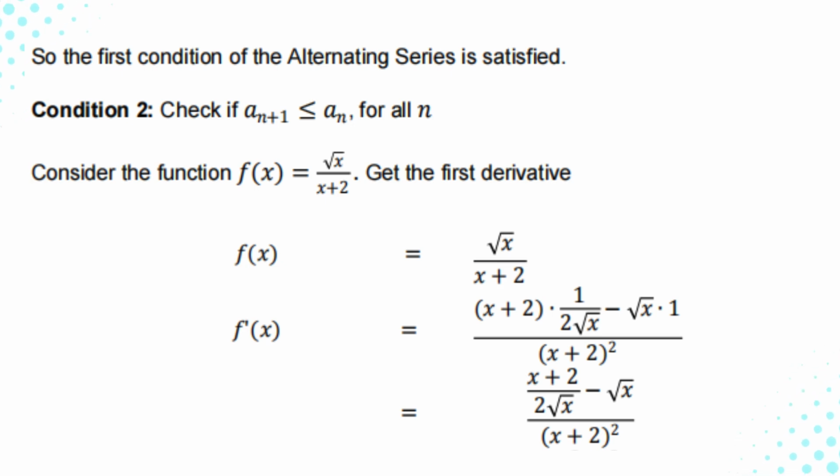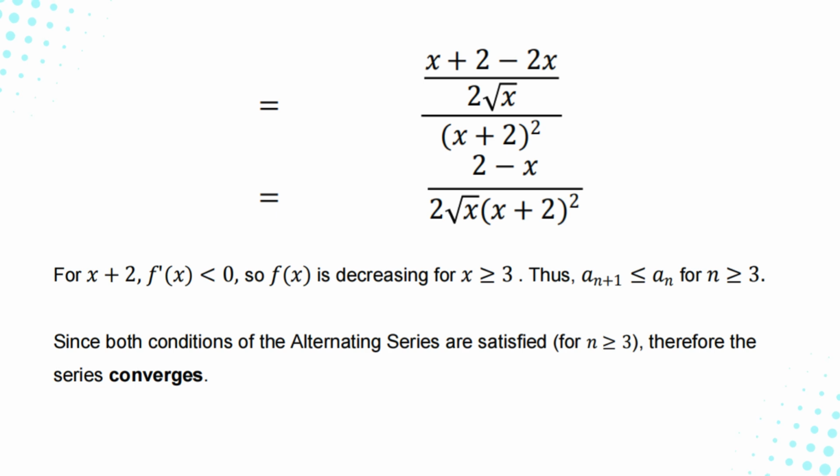So our numerator, x plus 2 over 2 times the square root of x minus the square root of x. To combine terms over a common denominator, which is 2 square root of x, we get 2 minus x over 2 square root of x. So our final derivative of our function is equal to 2 minus x over 2 times the square root of x times the quantity x plus 2 squared. For x greater than 2, f prime of x is less than 0, so the function is decreasing for x greater than or equal to 3.